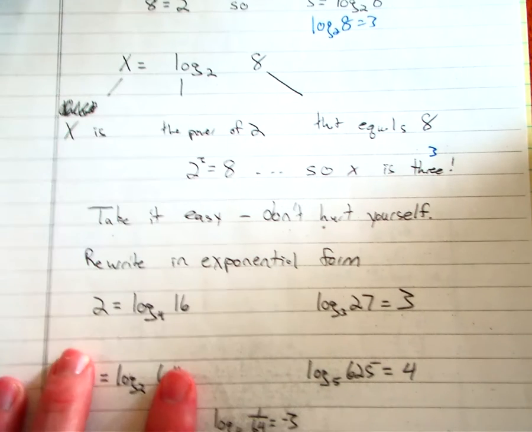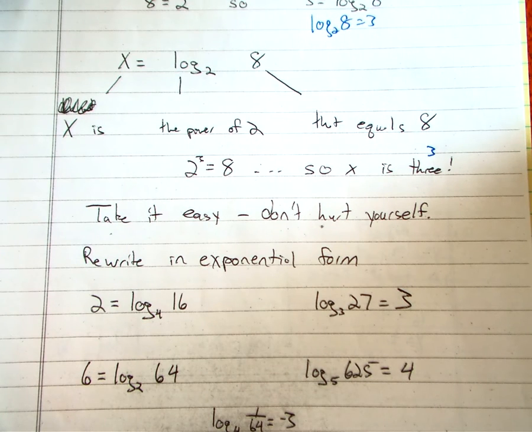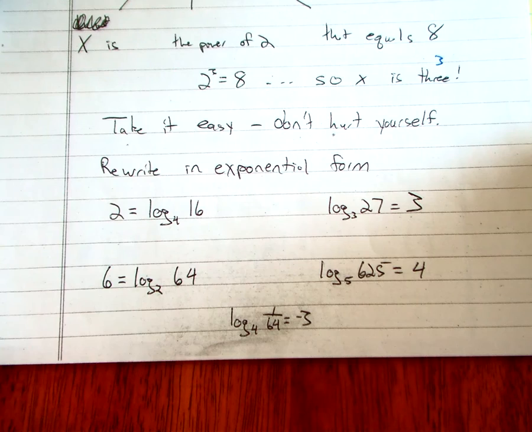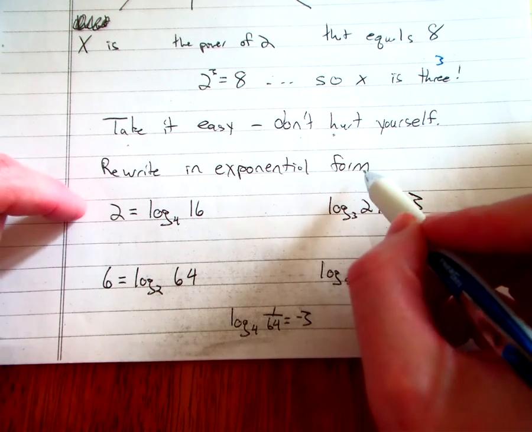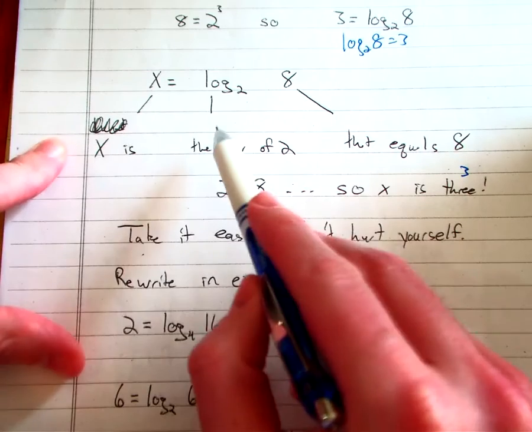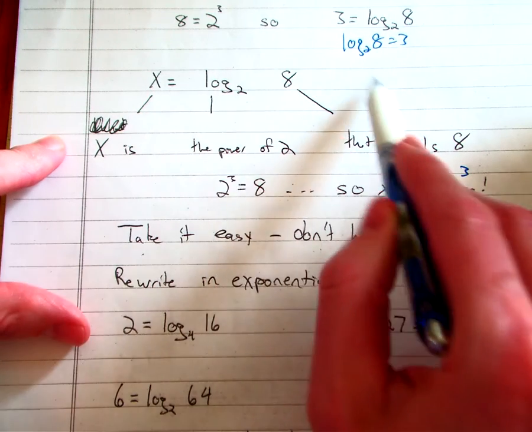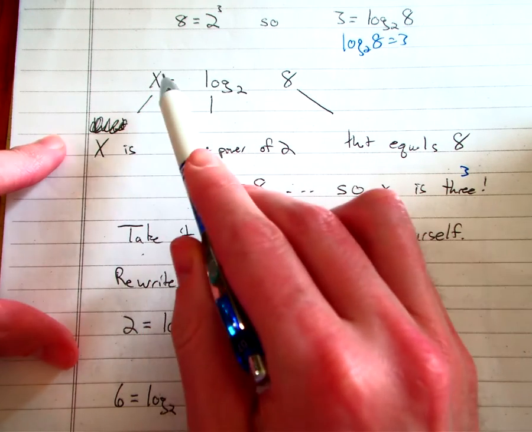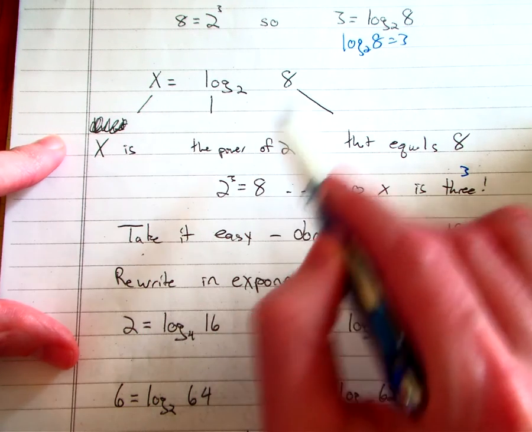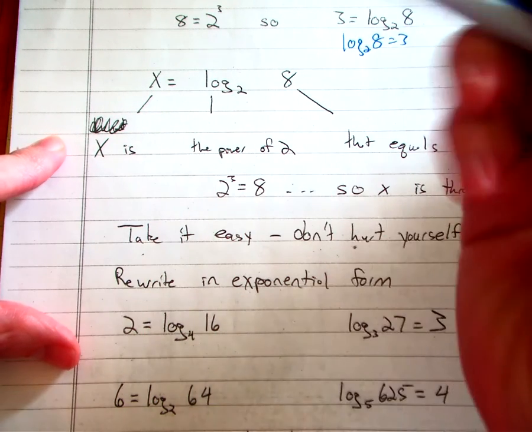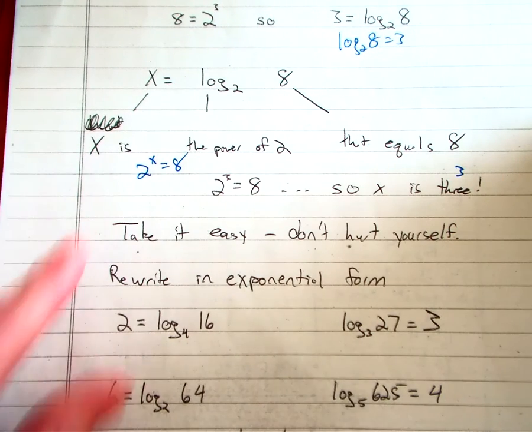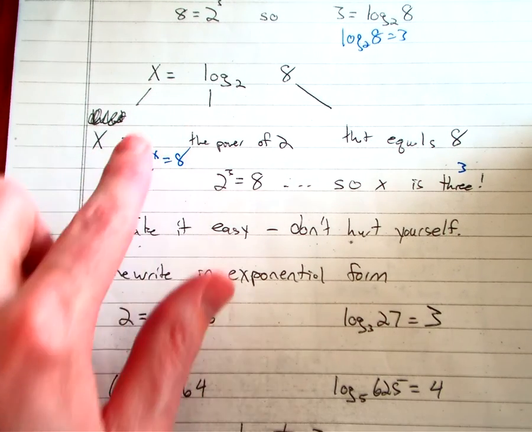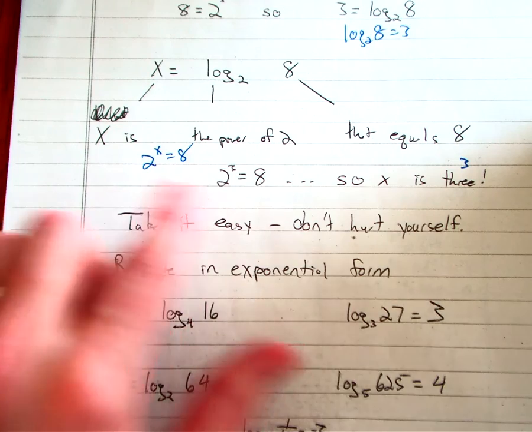All right, we're going to take it easy. Don't hurt yourself. Slow motion here. I'm going to do a couple with you, and then have you do a couple, and we're going to look at this other one at the bottom together. So I'm going to do these two together with us here. Rewrite into exponential form. So if I'm looking at this key, go nice and slow. X is the power of 2 that equals 8. So 2 to the x would equal 8. And I know that x would be 3, because 2 to the third equals 8.